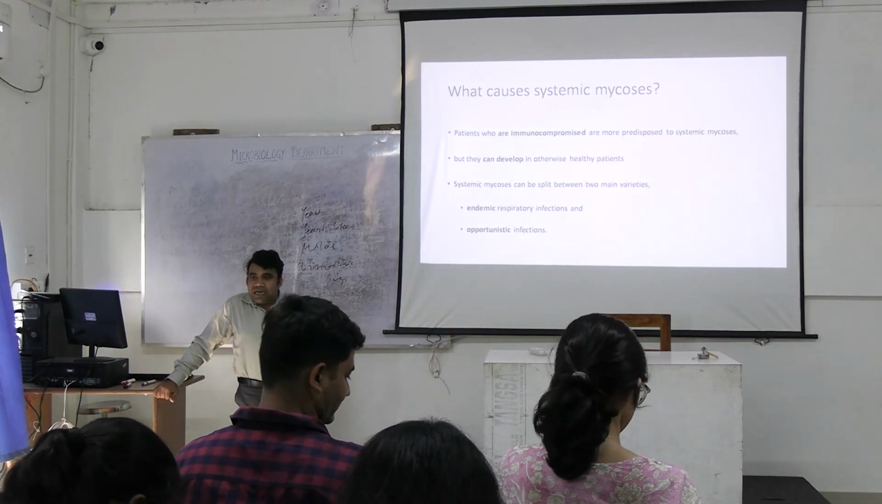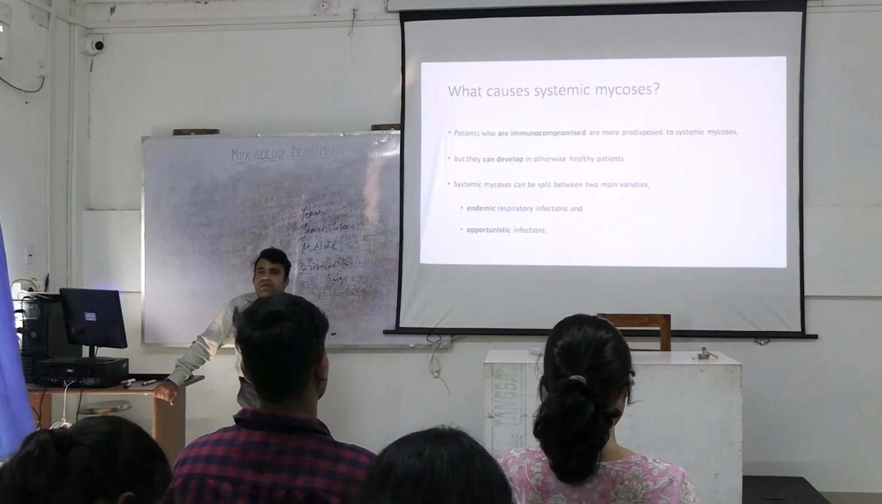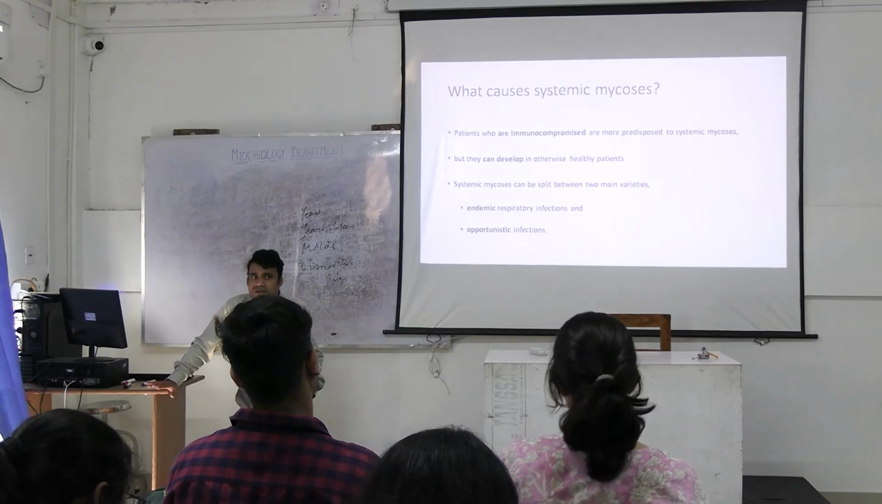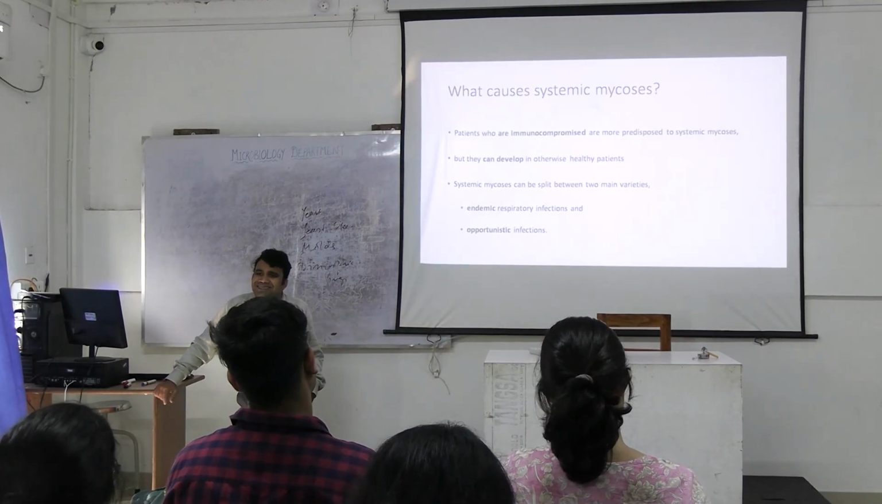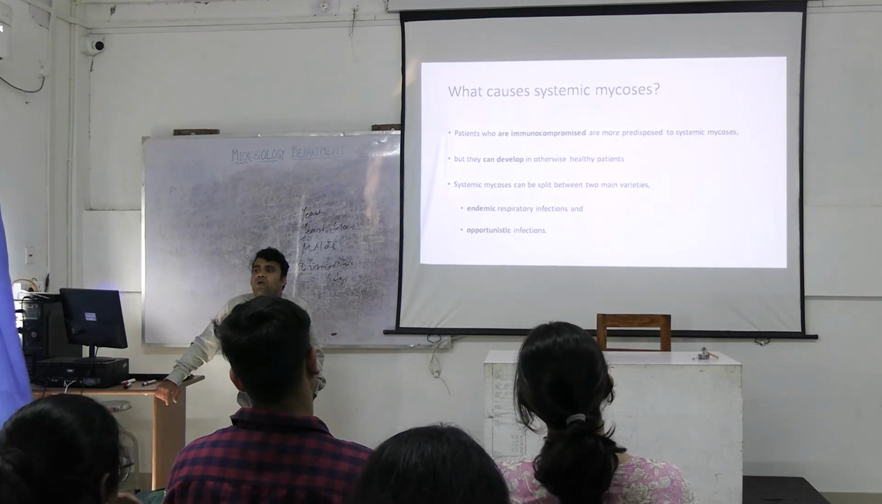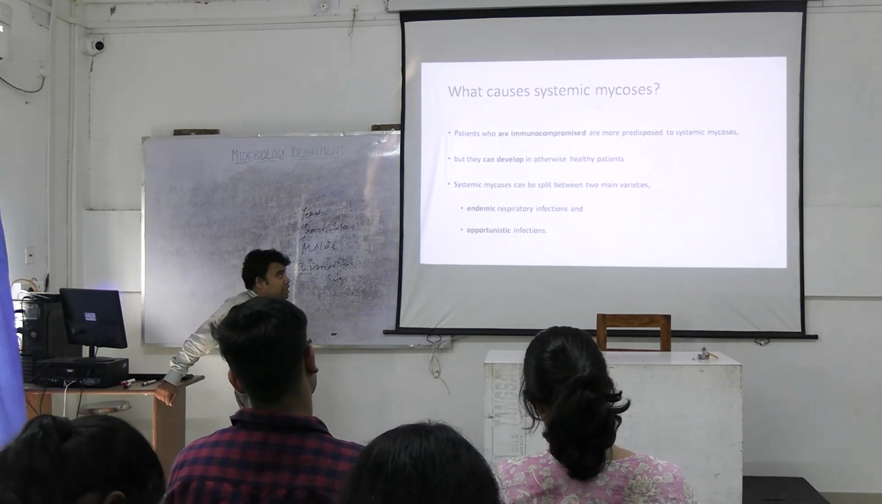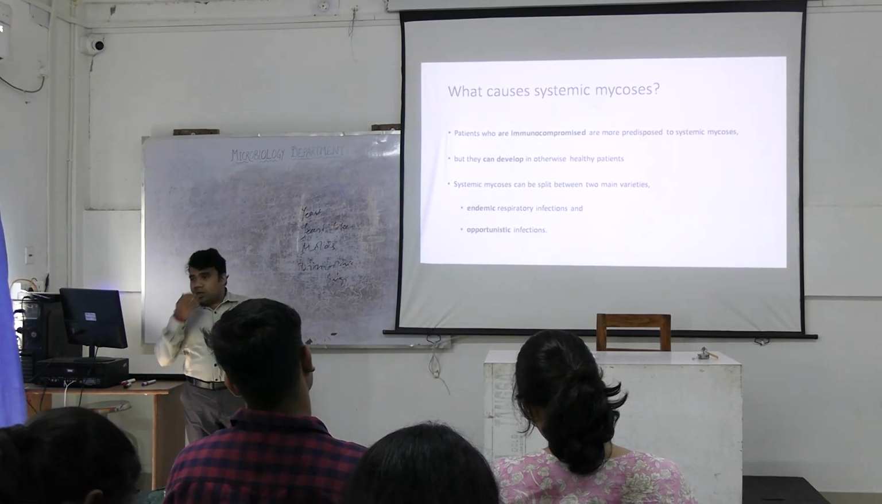Predominantly, it would be the innate and the cell-mediated part of the immune system. If those two are compromised, then the fungal infections will be more commonly seen. Having said that, who are the immune compromised?